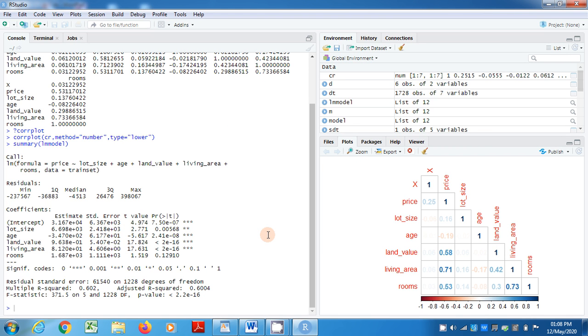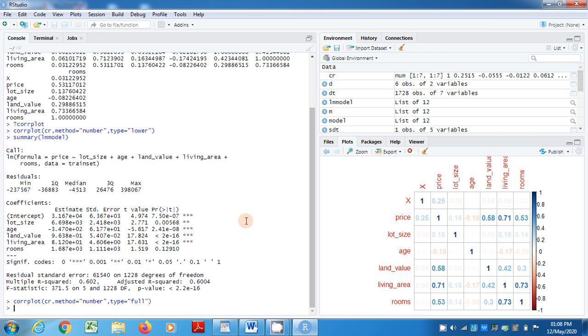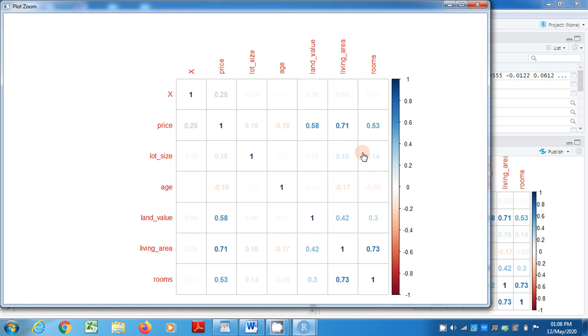That means we will change that to full. I will change the type equal to full. Here you can see, so this is the actual graph. So here price is dependent on land value, living area, number of rooms. Okay.